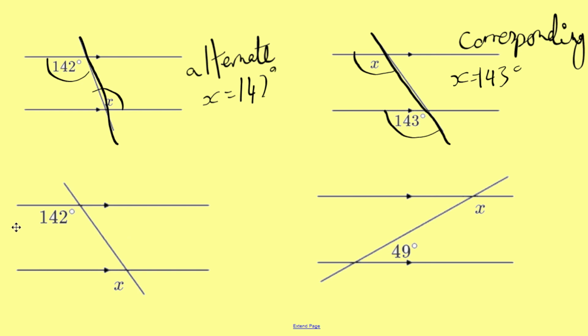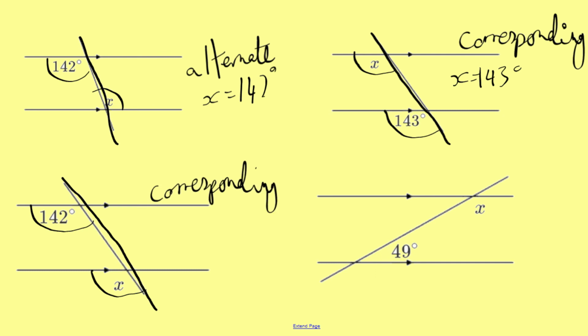Okay, down here, we've got an angle here. Here's our line. And another angle here. Again, they're on the same side of the line, but they're not on top of each other. So again, that is corresponding. And x is going to be equal to 142 degrees.